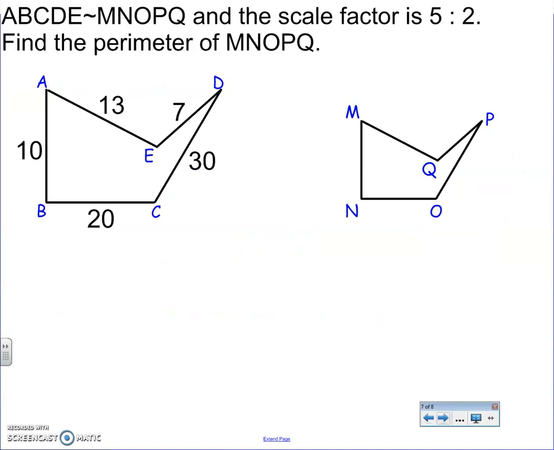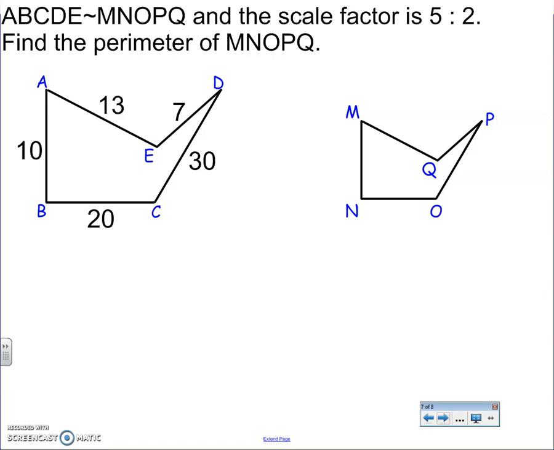Alright, so here's the complicated one. ABCDE similar to MNOPQ. Scale factor is 5 to 2. Find the perimeter of MNOPQ. Alright, so this is a pentagon, irregular pentagon, because it's 5 sides.